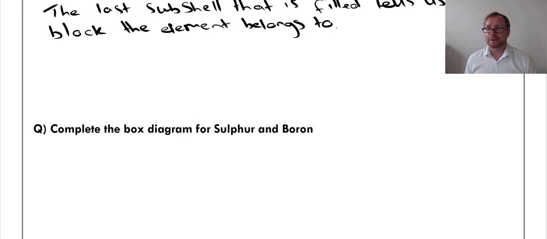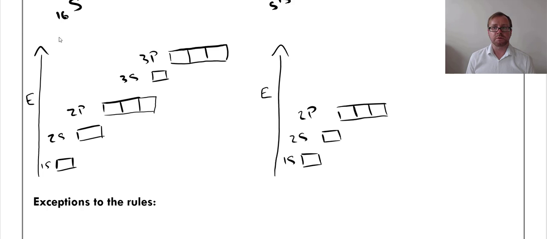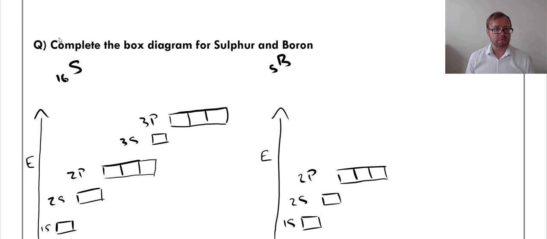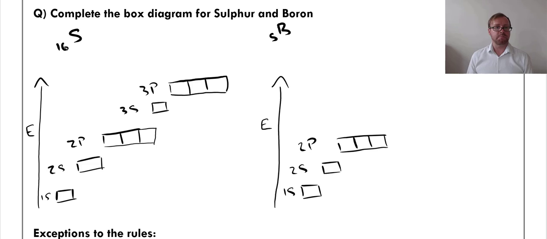Right, so you're doing a lot of work on this video today, so I want you to complete the box diagram for sulfur and for boron. I will give you 5 minutes. Okay, so we'll fill this out together. I've drawn my boxes, my electronic box diagram, and fill out. Don't forget to write next to the box the principal quantum number or energy level and the subshell, so 1s, 2s, 2p, 3s, 3p.